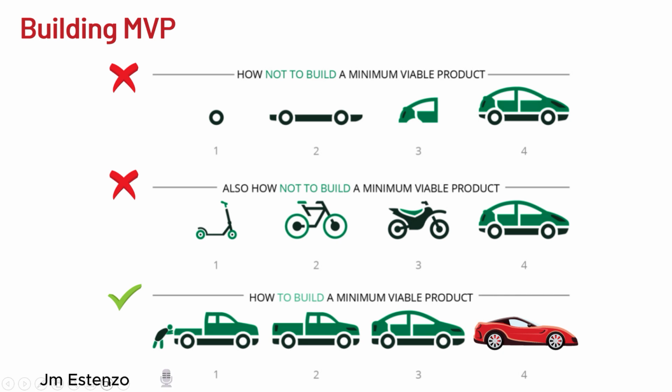Steps 2 and 3, we then iterate and improve. We might add a cabin, increase comfort, or enhance performance, moving from a pickup to a basic sedan. Step 4. Finally, we arrive at our fully featured dream product, the sports car, but we did so by building on a foundation that always provided value.